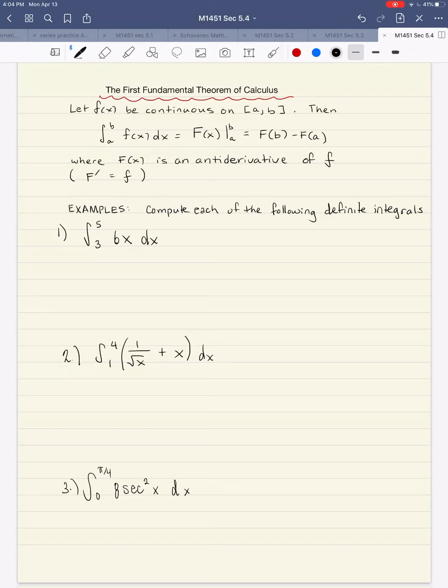So here's the first fundamental theorem of calculus. It's for continuous functions on a closed interval. It says then the definite integral of f from a to b is equal to the value of its antiderivative, capital F, evaluated at b minus the antiderivative evaluated at a.